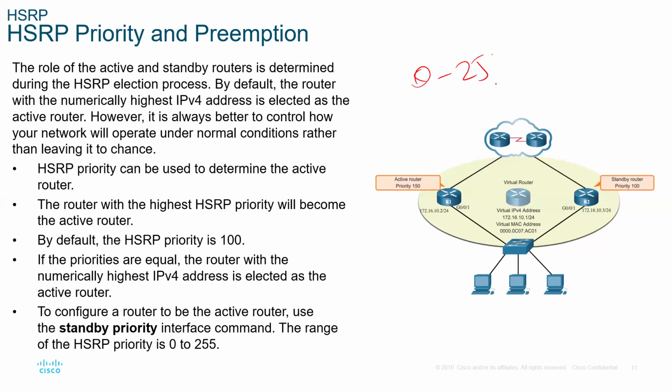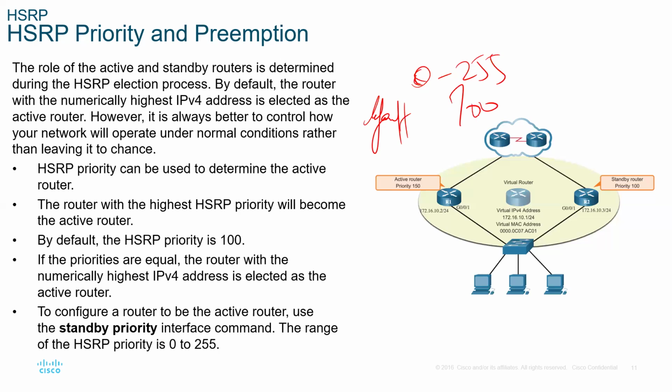I think the issue to do with priority, we talked about it in STP and OSPF. There are quite a lot of protocols in terms of these priority values. The values go from 0 to 255. For HSRP, the default value is 100.